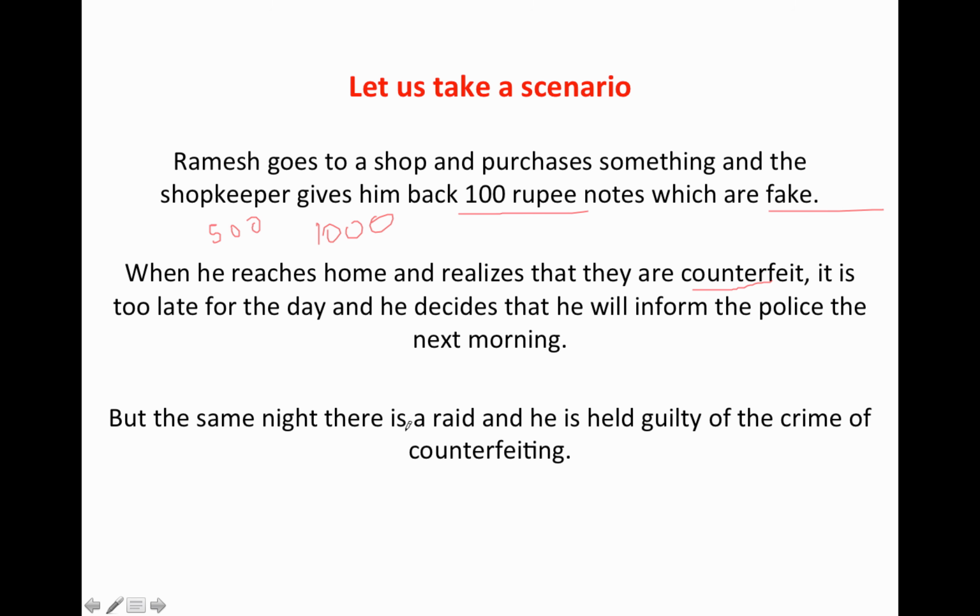But the same night there is a raid on Ramesh's house, and he is found by the police with the notes, and the court finds him guilty of the crime of counterfeiting. Now, you might say here that Ramesh was not guilty and it was not Ramesh's fault. He was, let's say, duped into keeping the counterfeit money. But according to the law, he was caught with counterfeit money and he has to be punished. He is found guilty. That is what I'm trying to make you understand here. Never fall into an emotional trap. Be aware of any emotional situations that are given in the question.